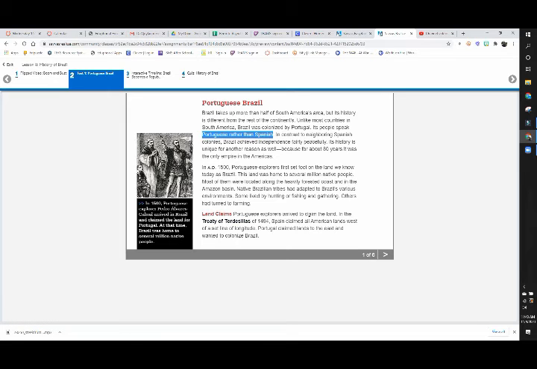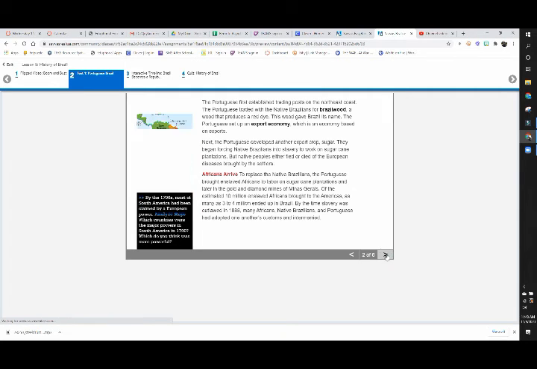Portuguese explorers arrived to claim the land in the Treaty of Tordesillas in 1494. Spain claimed all American lands west of a set line of longitude. Portugal claimed to the east.